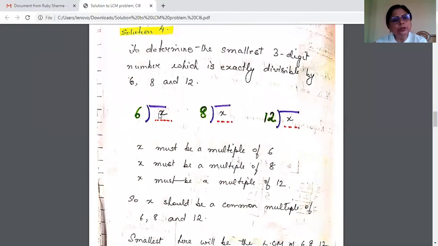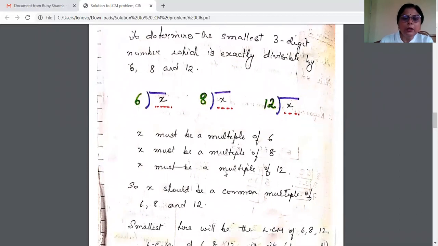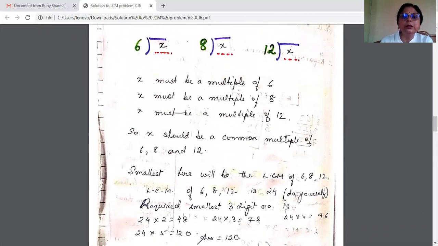So also that means what? X is a common multiple of 6, 8, and 12. So when you have to find the common multiple, what do you do? You have to find their multiples and then circle the common multiples. But here, let us first find out the lowest common multiple. I have not done the LCM for you. You are going to do the LCM here of 6, 8 and 12.